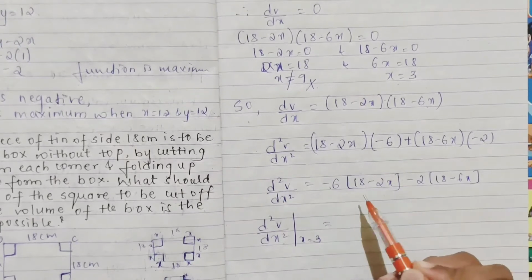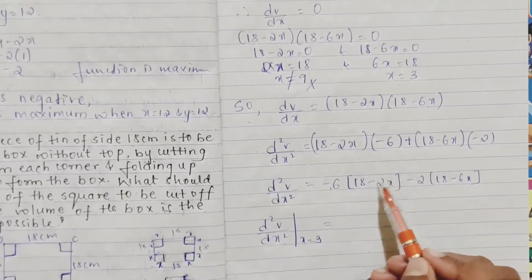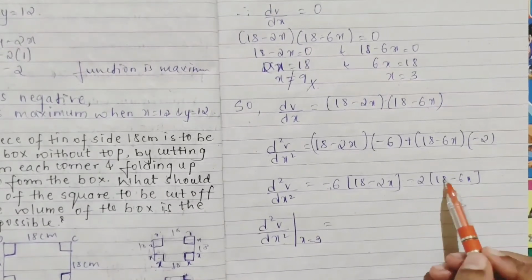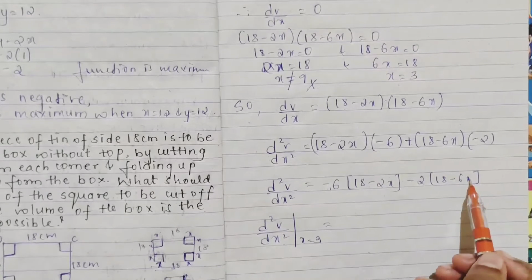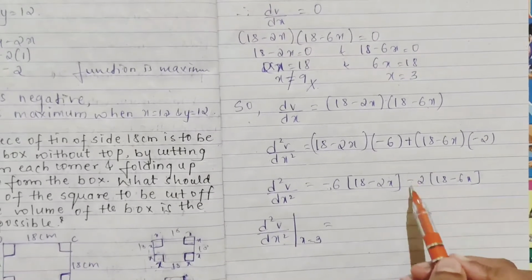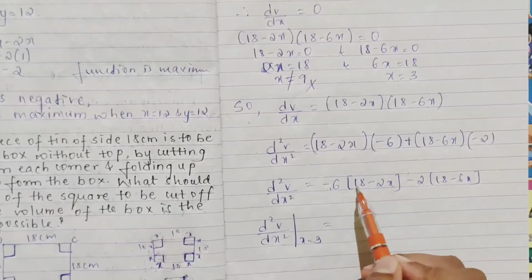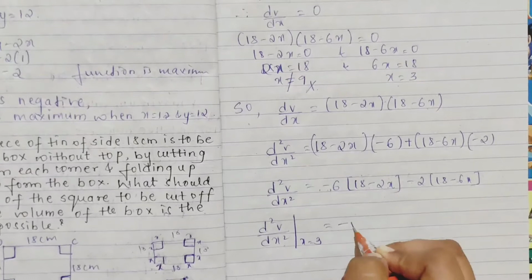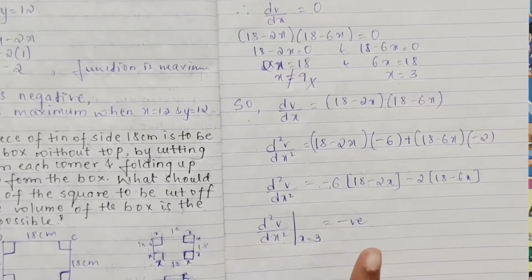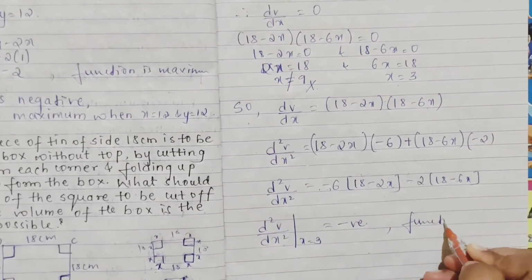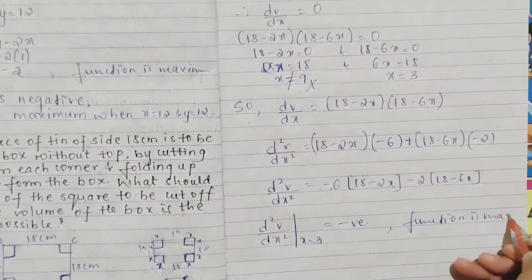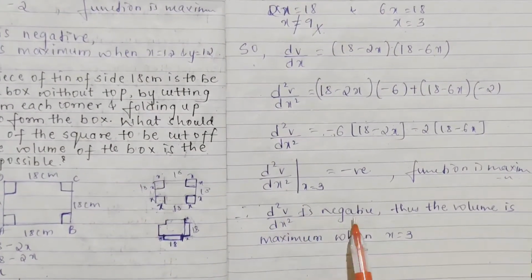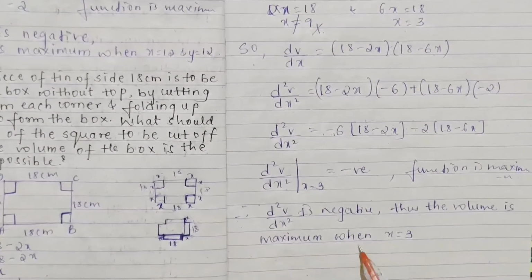Here already minus 6 is there. In 18 minus 2x, with x equal to 3, 2 threes are 6, so you get 18 minus 6, which is positive, and positive into negative gives negative. Here also minus 2 is there, and 18 minus 6 times 3, 6 threes are 18, so 18 minus 18 is 0, and this term goes away. So at the end you will get negative, whatever the value. So the function is maximum. Therefore d2v by dx square is negative, and thus the volume is maximum when x is equal to 3.